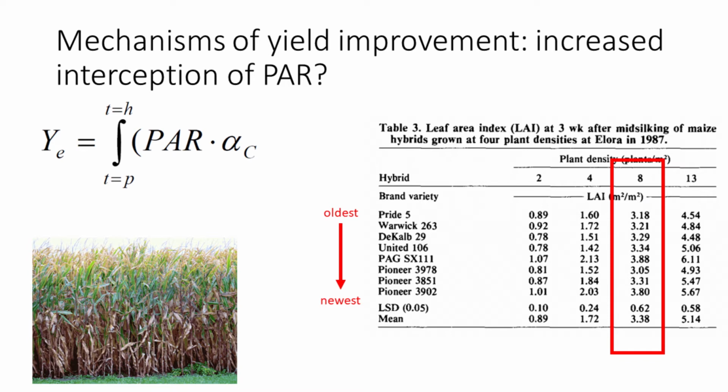So here we have LAI in the red rectangle. Varieties are ranked from oldest to newest, and we can observe almost no variation. Some varieties have higher leaf area index, some have slightly lower, but this is not a stats course. If you look at the LSD, or least significant difference, you don't have to know what this means, but essentially there is no statistically significant difference in leaf area index in newer varieties of corn.